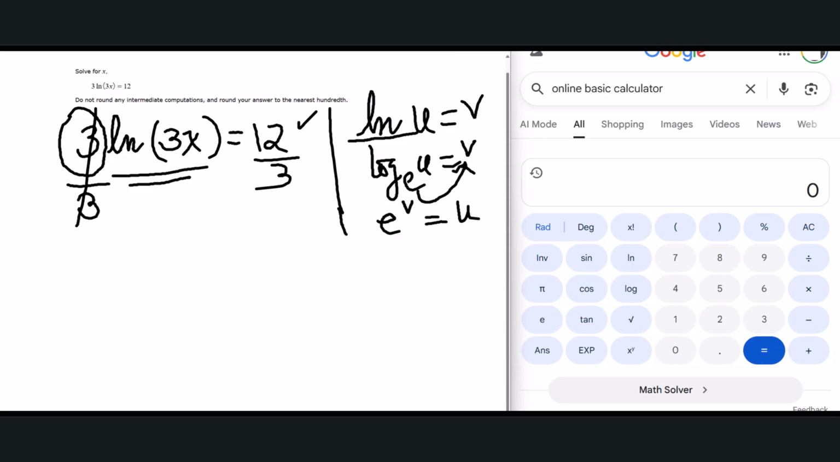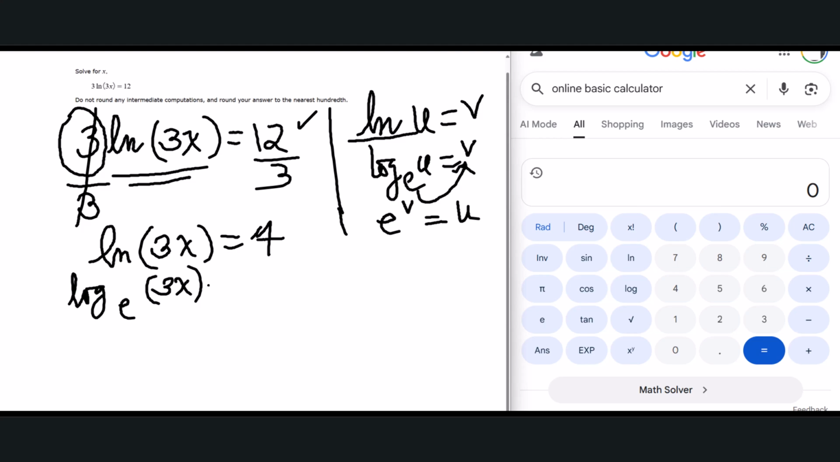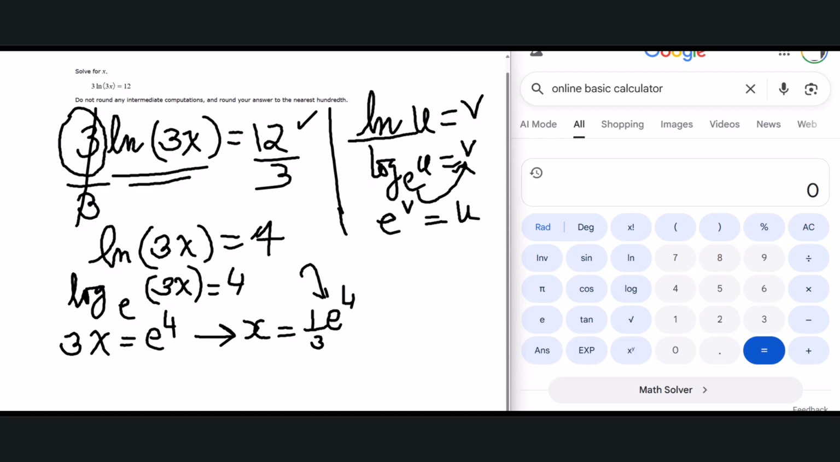Okay, so what do we get? ln of 3x equals 4, and ln means log with base e. So you have log base e of 3x equals 4. So 3x is how much? e to the power 4. All right, and when you have to isolate your x, what will you get? x equals 1 over 3 times e to the power 4. So this is the exact answer, 1/3 e to the power 4.